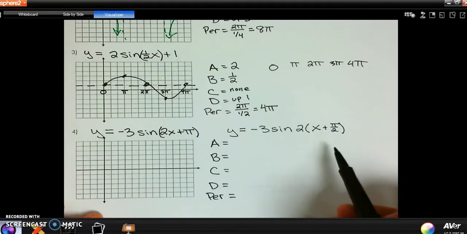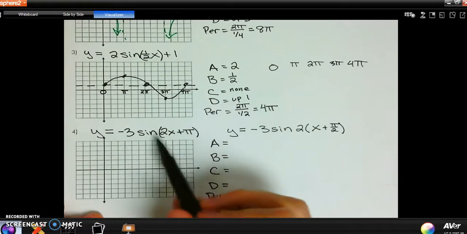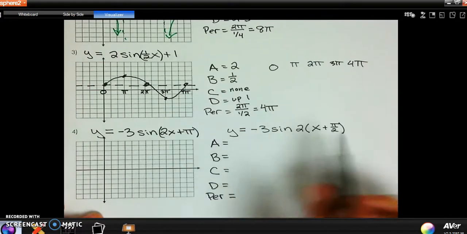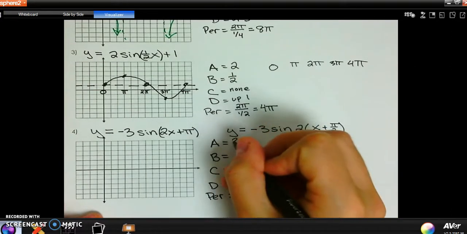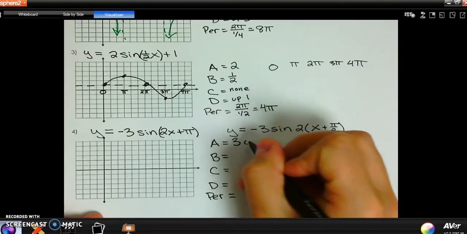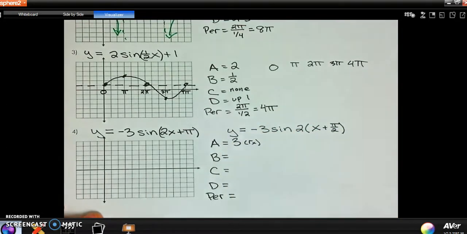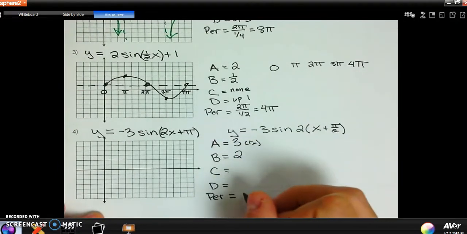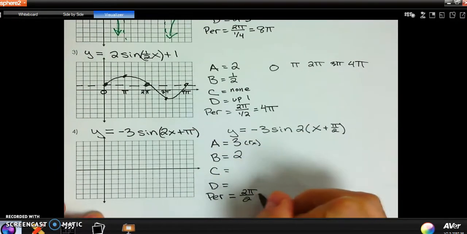Just keep in mind that you cannot determine your horizontal shift or your phase shift until you factor out that b value if there's parentheses. So I wanted to make sure I showed you that one. Okay, now I'm going to graph it just like before. My amplitude is 3, but because there's a negative there, I make myself a note that there is a reflection over the x-axis. My b value is 2, which is important because that tells me that my period is going to be pi.